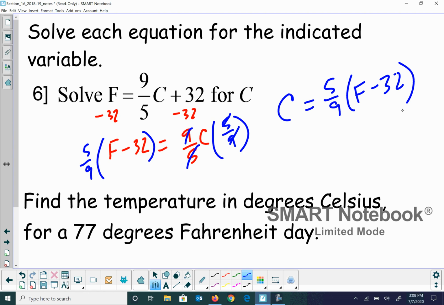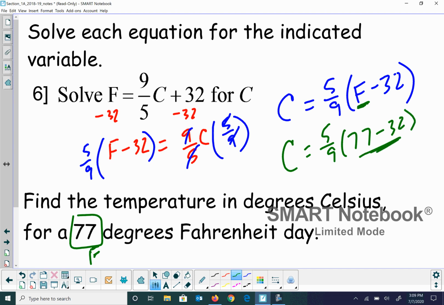Okay, and then it says find the temperature in degrees Celsius for 77 degrees Fahrenheit. So I'm going to plug this in for our F. Well, we could plug it into the original, but that's kind of silly. I would plug it into this one because I'm going to plug the 77 in right there. So I get 5/9 times 77 minus 32. So let's do this math in here first. 77 minus 32. Sometimes I like to do a column. I'm kind of old school like that. Sorry about that. That's going to give me 45.